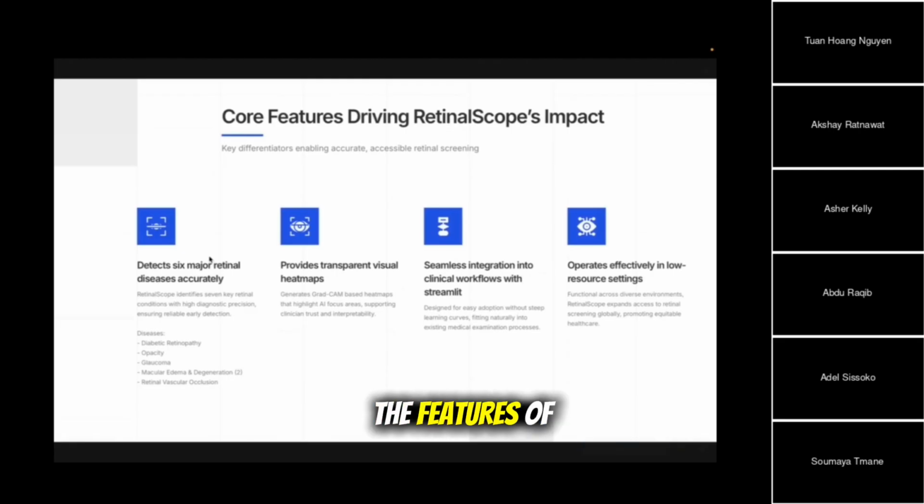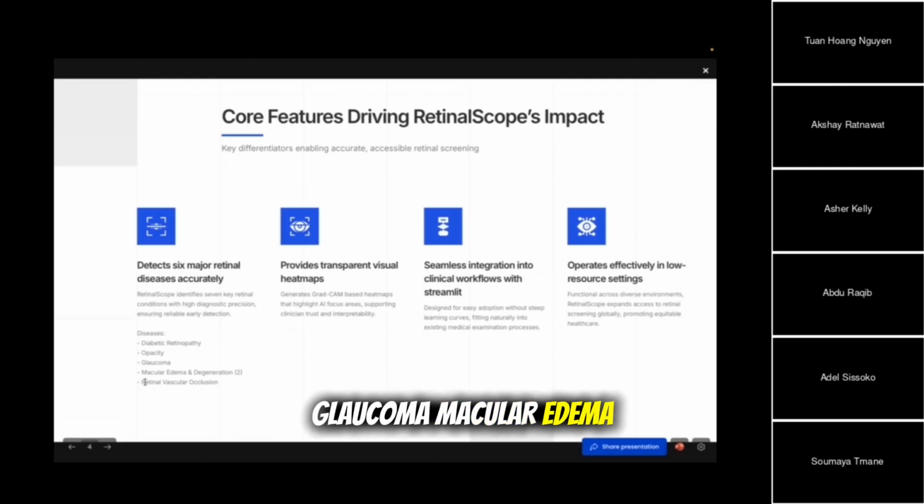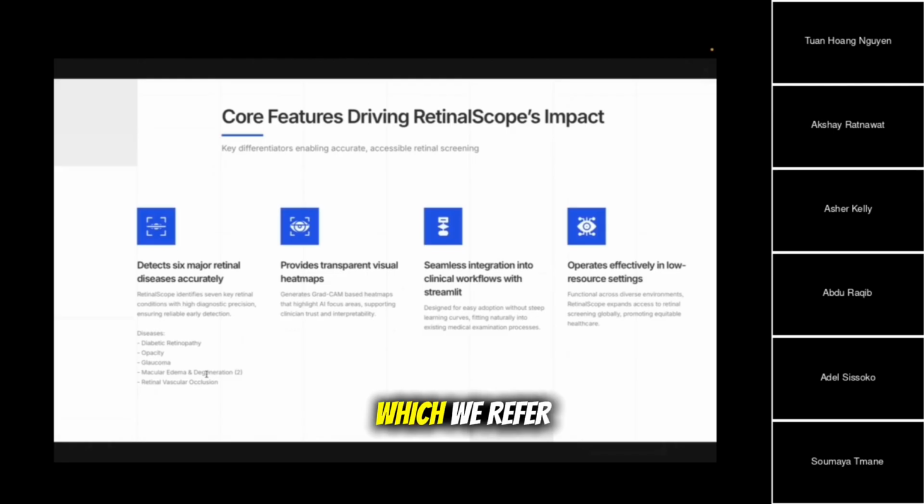So what are the features of this model? You can detect 6 major retinal diseases with high accuracy. Those diseases are right here: diabetic retinopathy, opacity, glaucoma, macular edema, macular degeneration, and retinal vascular occlusion, including a normal state, which we refer to as the normal eye. So including that, that would be seven conditions in total.